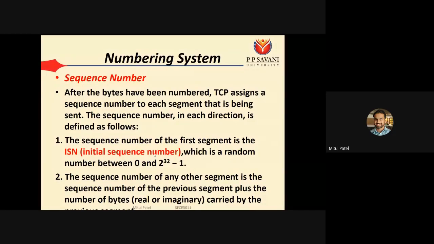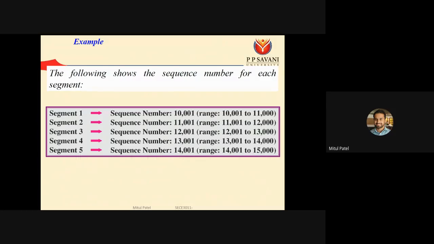then for that we require some identification of each segment. So we need to identify each and every segment, and for that we use the sequence number. The sequence number of the first segment is a random number between 0 and 2 raised to 32 minus 1. We have seen this figure where one process has created 5 segments. Segment number 1 has sequence number 10,001, which is the initial sequence number, and each segment is carrying 1000 bytes.